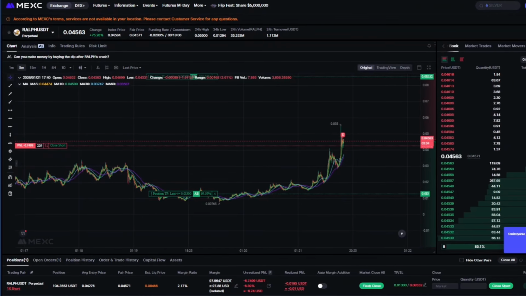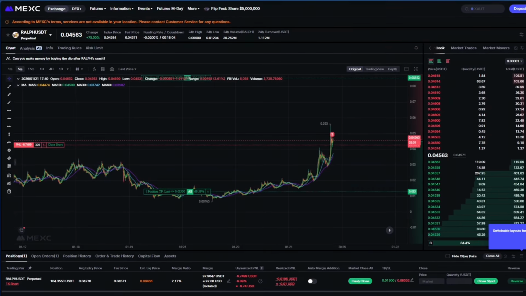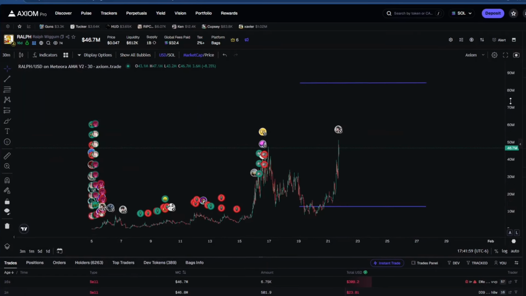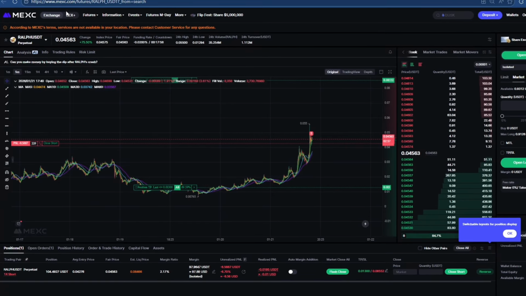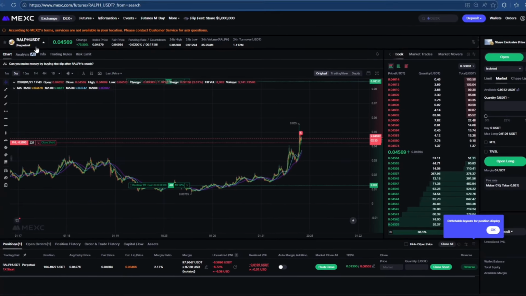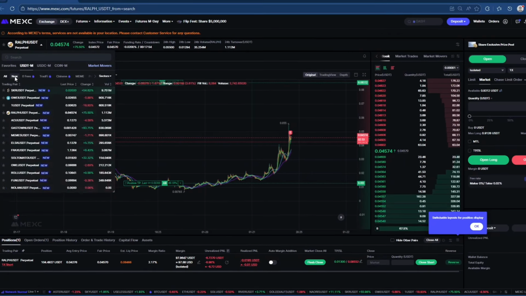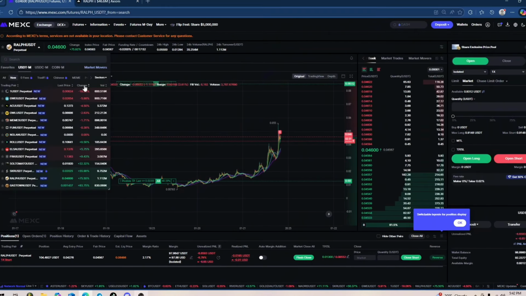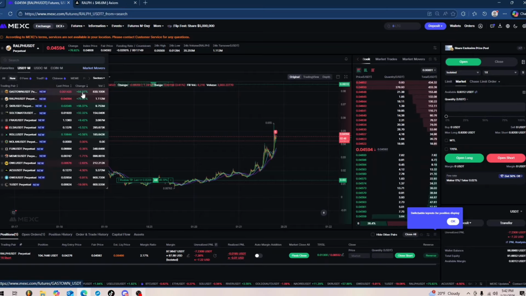But as you can see, we are on 1x leverage, and I will keep you guys updated. And yeah, the reason why I chose this trade was because we can actually go here on mexc and go to new and then change. You can see Gastown here is up 100% basically.